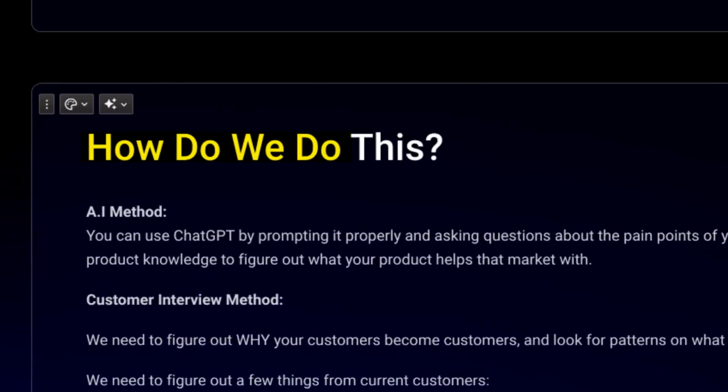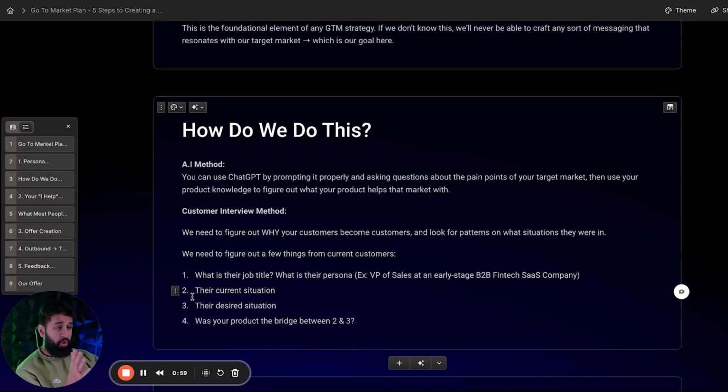Now, how do we do this? Number 1 is you can use the AI method. You can literally go on ChatGPT. By prompting it properly, you can ask it questions about the pain points of your target market, and then you can use your product knowledge to figure out what your product helps that market with. That's a way to do it. I think that's a good starting point, just to get a little bit of a specific understanding and to have that foundational understanding of what your persona is.